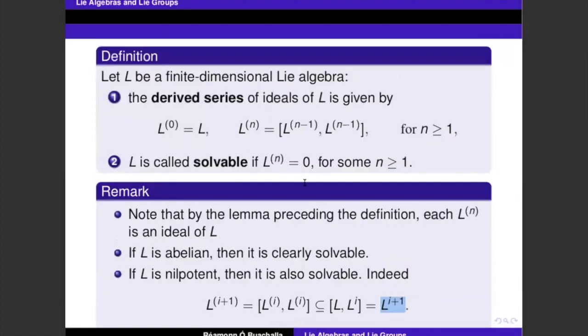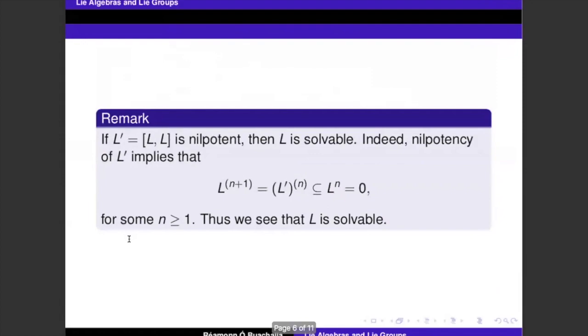Because if we go back up here, we see that when it's L0 and L0, this is L and L. So L1 is the same. It's only going to be in the second that they actually change. But if we take this and it's nilpotent, then we claim that this actually implies that L is solvable. Why? Well, nilpotency of L implies that L^(n+1) in brackets is equal to L' to the n, which is contained in L^n, for some n greater than 0. Thus, we see that it's actually solvable.